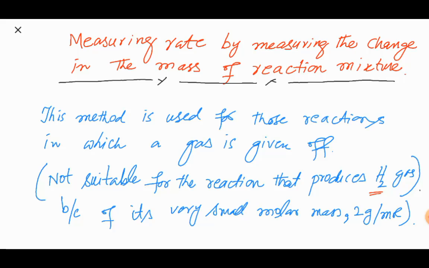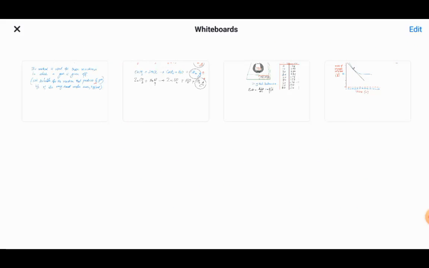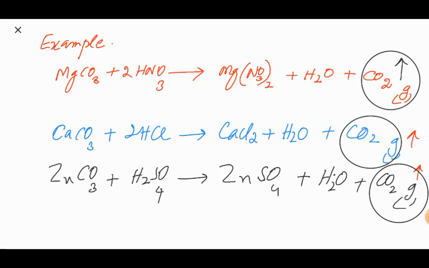that this method is not suitable for those reactions in which one of the products is hydrogen gas because of its very small molar mass, which is just 2 gram per mole. So actually, if we allow hydrogen gas to escape from the reaction mixture, the decrease in the mass of the reaction mixture will not be suitable to determine the rate of a chemical reaction because it will be very small and very slow. However, we can use this method to determine the rate of a chemical reaction for many reactions.